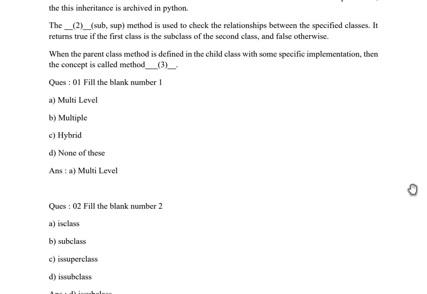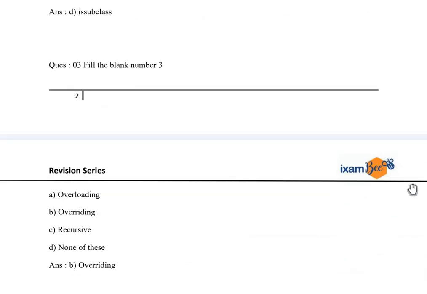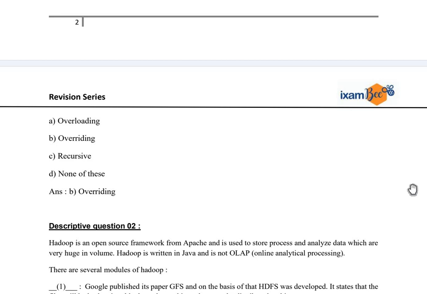When the parent class method is defined in the child class with some specified implementation, the method is called as overloading? No, it is called as overriding, because now whenever the object is created for the child class and a method is called which is defined in parent class and the child class both, the method which is defined in the child class will be called. So this is called as method overriding. So this is the way how you have to attempt the paragraph based question. I hope the concept is clear how you have to attempt.